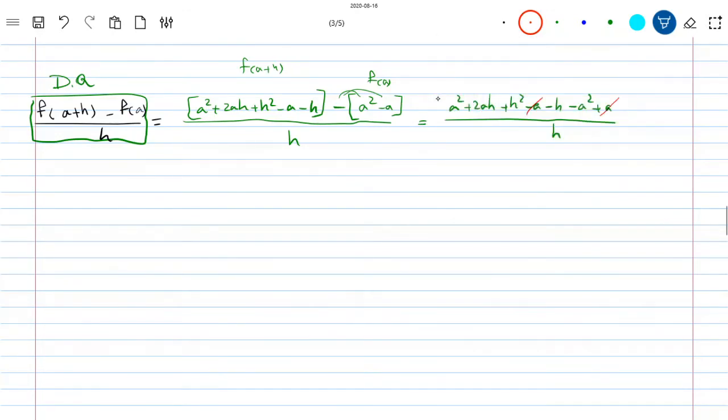Here, similar terms you can cancel out. a and negative a will cancel out. Negative a squared and a squared will cancel out. So what is left? Simply 2ah plus h squared minus h, divided by h. In the numerator, what do you see in common? It's an h. I can factor that. You'll have h times 2a plus h minus 1, divided by h. These will cancel out. So what I end up with is 2a plus h minus 1. This is very important because later on we're going to discuss derivatives, and this basically gives us the definition of the derivative.